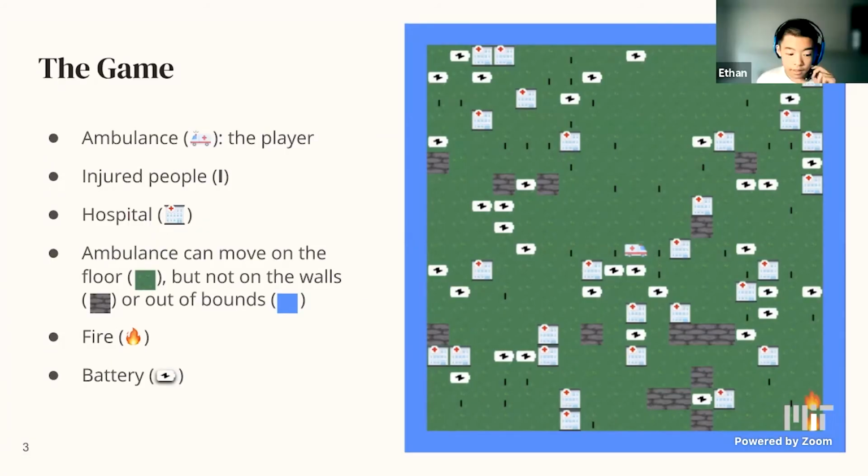So this is our basic game state. There are 6 different important items: the ambulance, injured people, which is represented by a black eye, the hospitals, which look like hospitals, 3 different terrain types, which are essentially out of bounds terrains, impassable terrains, and passable terrains, a fire, which starts in the corner of the map, and batteries, which replenish your energy.